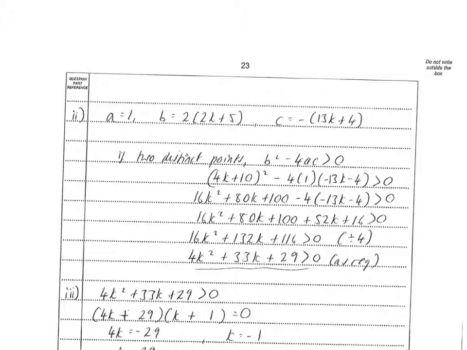So they've taken it in steps to do that part there first, and then multiplied it out with care to get plus 52k plus 16. That could be a common error on this. In the final step, they've divided by 4 to get the required line.